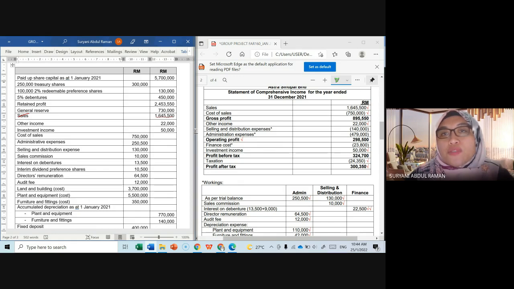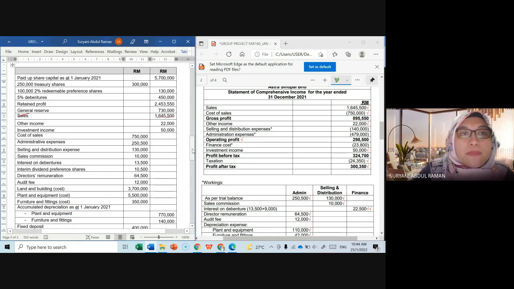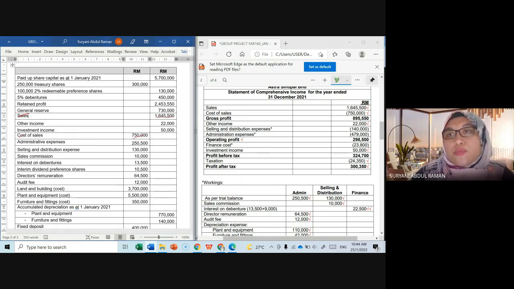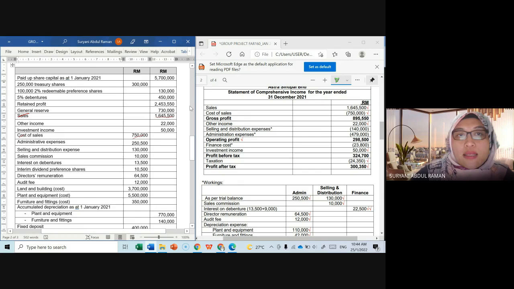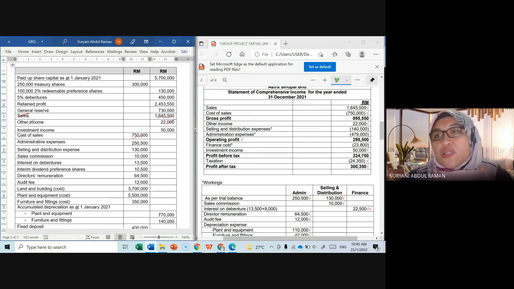Then cost of sales. Cost of sales also has no adjustment. So no adjustment. After that you get gross profit and then you add other income. Do you have other income? Look on the credit side. Other income, yes. Yes only, no adjustment.